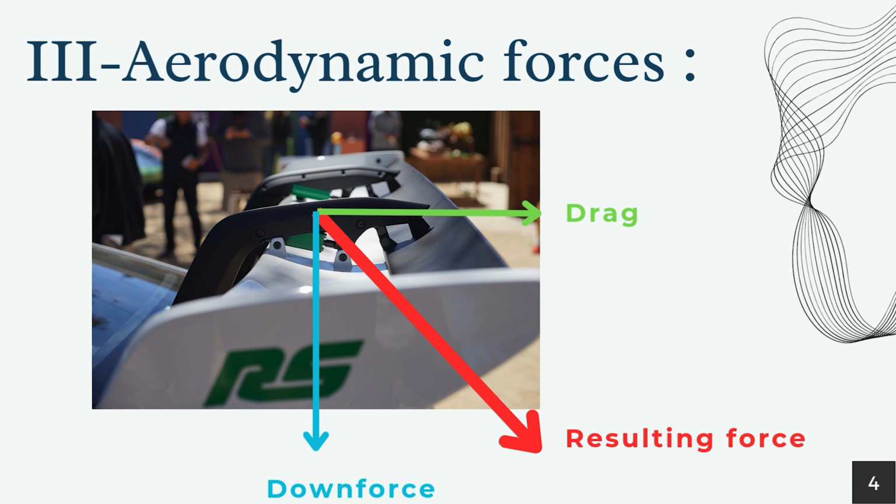These are the aerodynamic forces applied on the rear wing. The resulting force is the force that the air applies on the rear wing. What we call downforce is the vertical component of it, and drag is the horizontal component, which basically means that drag is what reduces the speed of our car since it's opposite to the movement of the car.